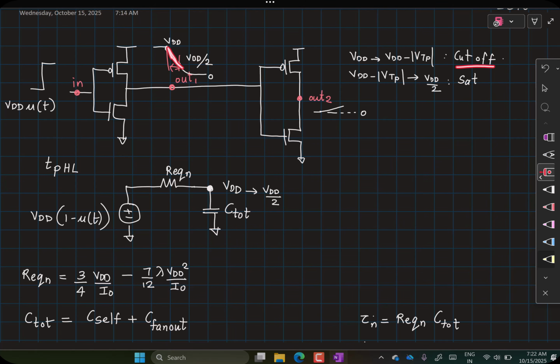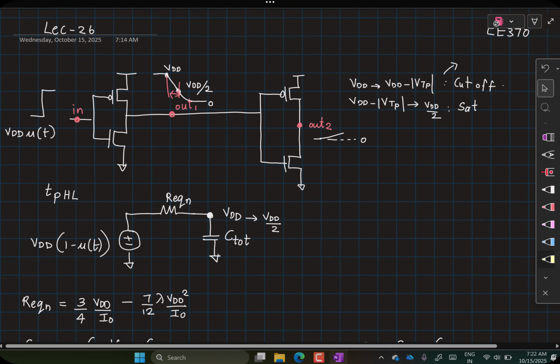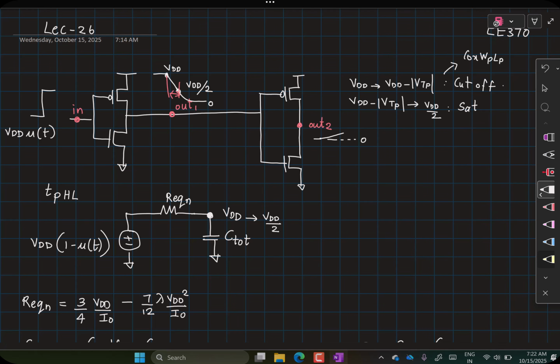It is turning on, and once it turns on, it is going to be in saturation region because the VSD is very large, given that out2 is very close to 0. Now the capacitance in cutoff region, so we are talking only about the gate to channel capacitance. In the cutoff region, this is equal to COX into WP into LP, whereas in the saturation region, we said that we'll model it as 2 by 3 into COX into WP into LP.